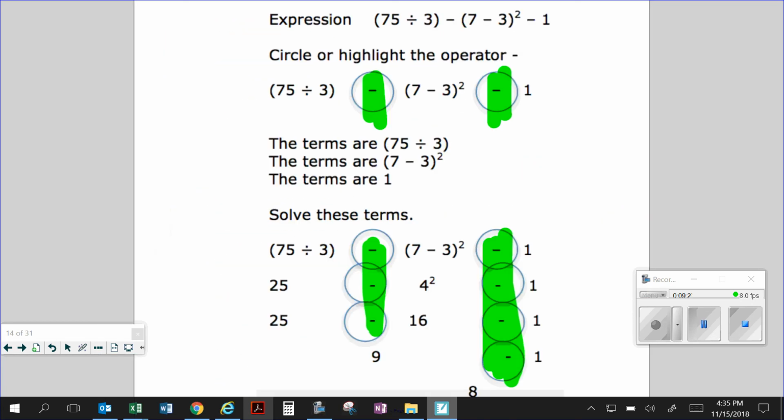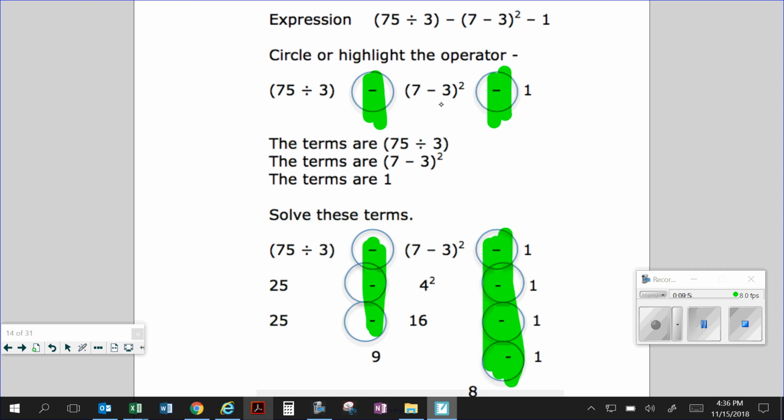Let's look at another example: 75 divided by 3 minus 7 minus 3 squared minus 1. Do we see any addition or subtraction operators here? I see them here and here, so I highlighted them. Do you see the terms? The first term is 75 divided by 3. The middle term is 7 minus 3 squared. And the last term is just 1. So let's solve the first term. How would you solve 75 divided by 3? It's 25.